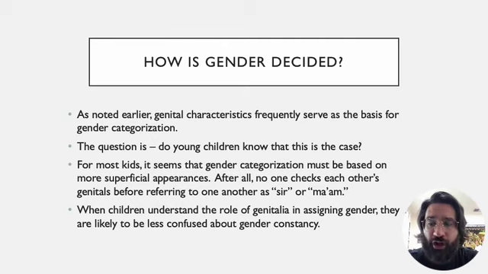So how is gender decided? It's as if it's a decision that's just made at some point, right? But as we noted earlier, genital characteristics frequently serve as the basis for gender categorization. But the question is, do young children know that this is the case? They don't necessarily understand that. For most kids, it seems that gender categorization is based on more superficial appearances, how people look externally. After all, no one checks each other's genitals before referring to one another as sir or ma'am.